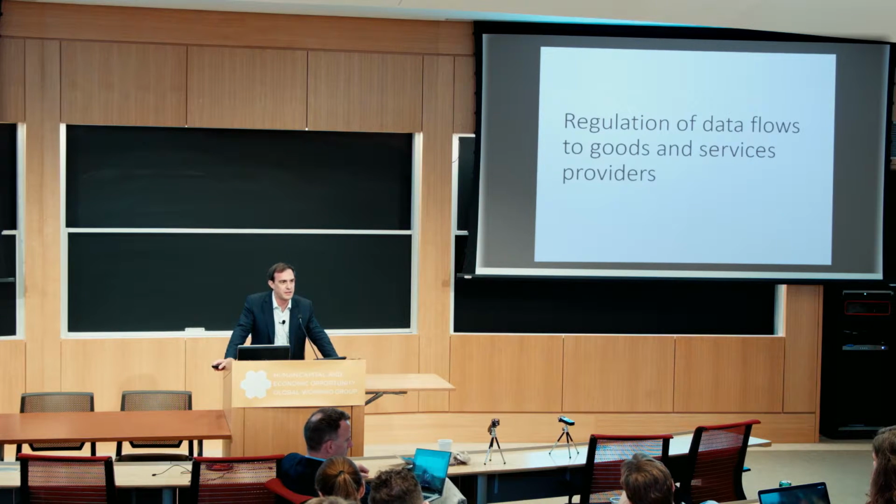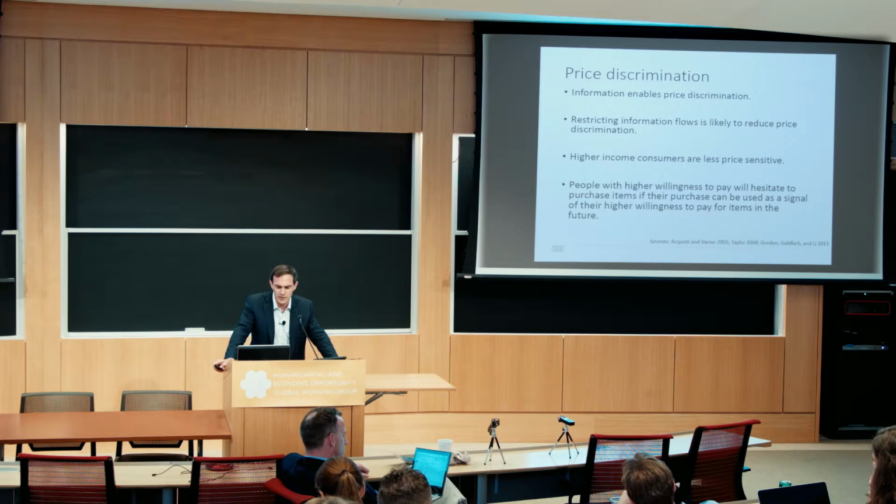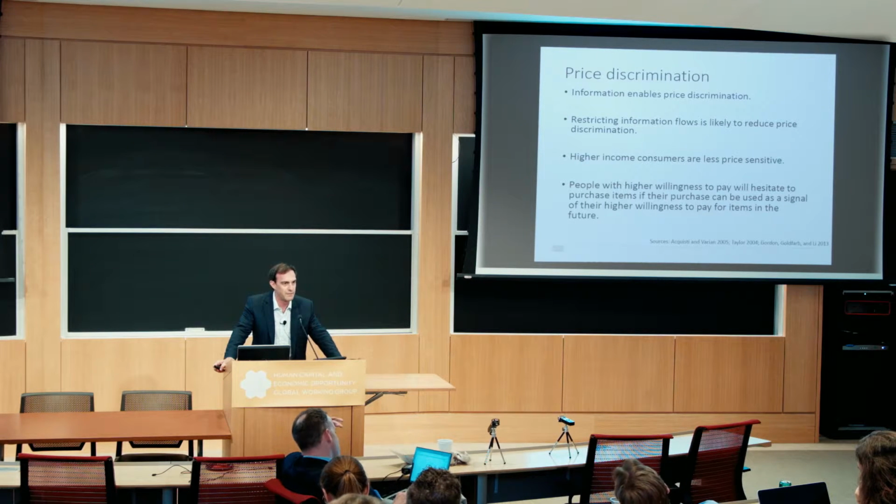regulation of data flows to goods and services providers. Okay, so when I think about the most direct way that firms are going to use data, they're going to use it to price discriminate. Information enables price discrimination. Restricting information flows is therefore likely to reduce price discrimination.